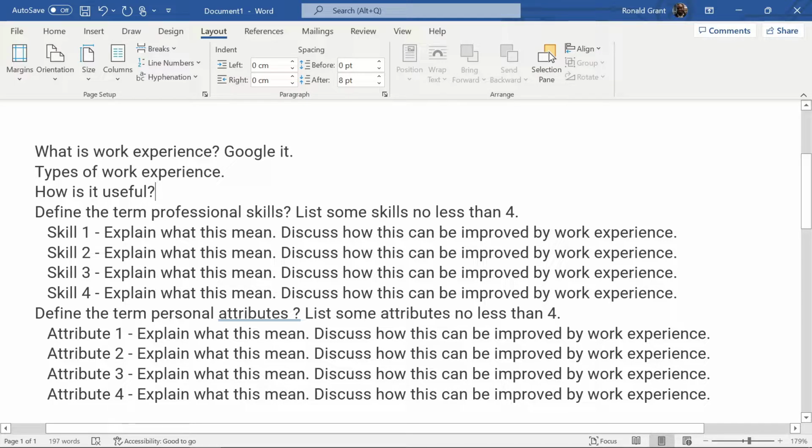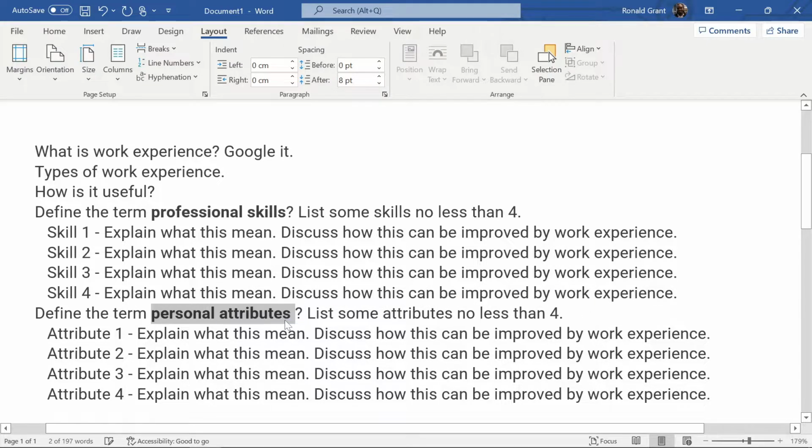But again, be very vague here, because later on, you're going to go into more detail. Now, the next thing we need to speak about are professional skills, which I've put here. Let me put that in bold. And you're going to need to speak about personal attributes as well. But again, before speaking about professional skills or personal attributes, define the term personal skills.